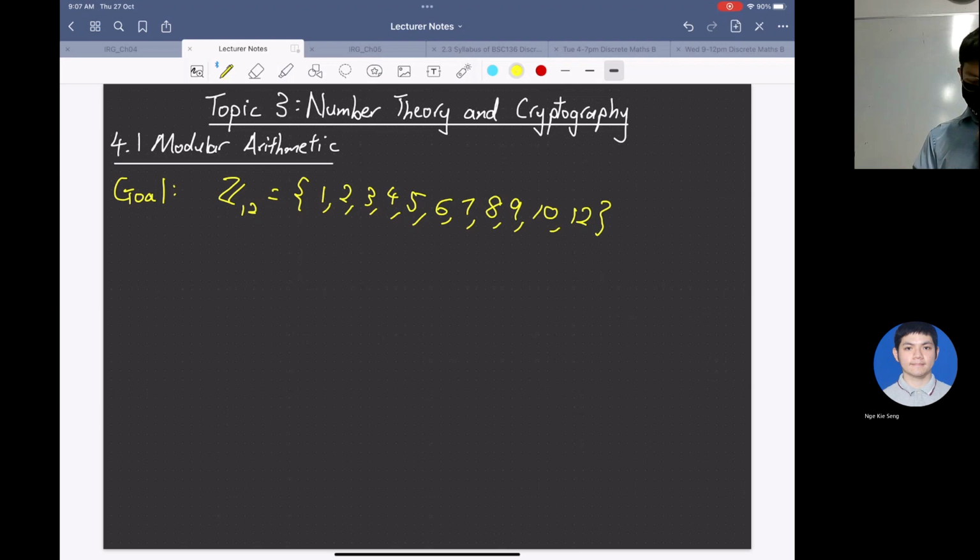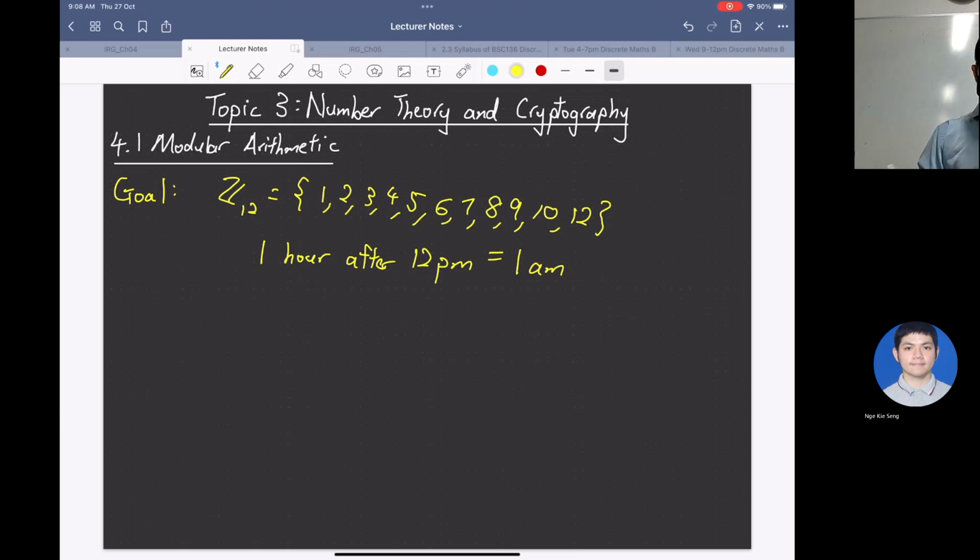For example, on the clock, what is 1 hour after 12 p.m.? So 12 plus 1 is what? You go back to 1 a.m. Okay. So how do you add inside this set of numbers?